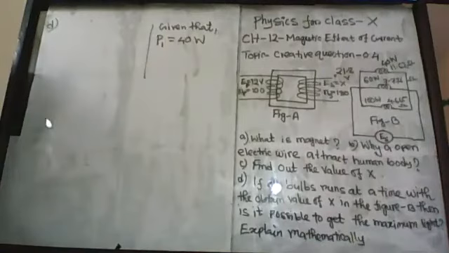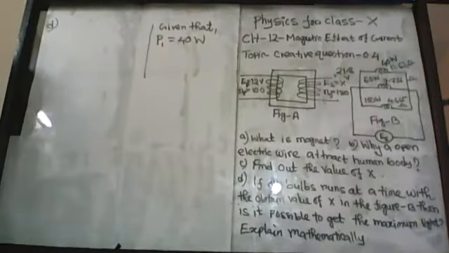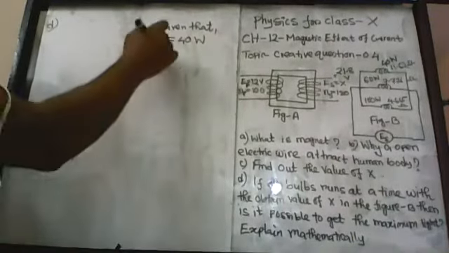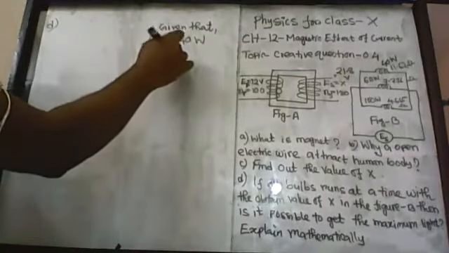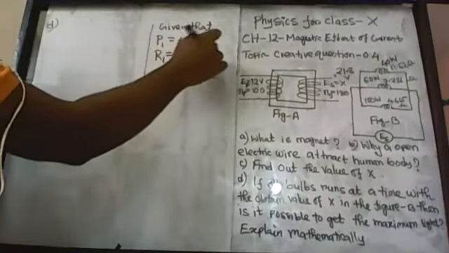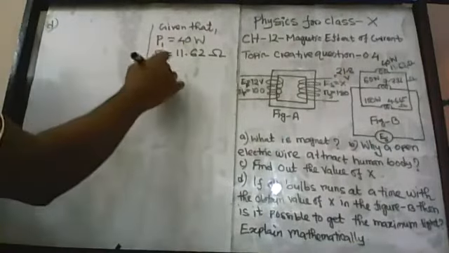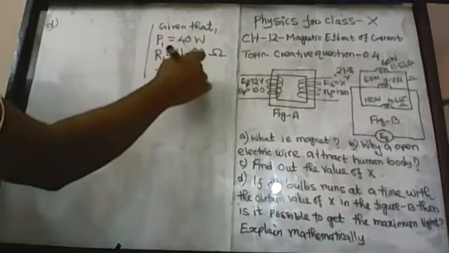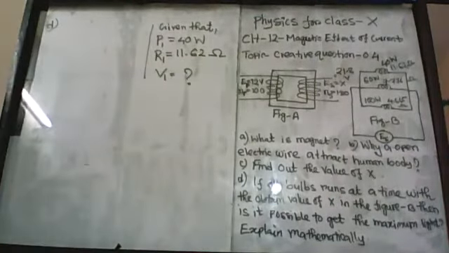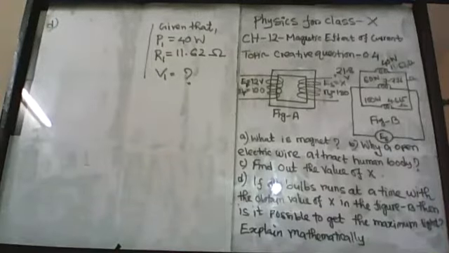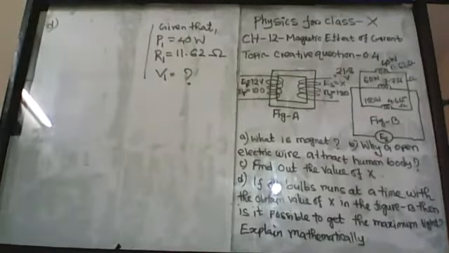40 watt. And then next part, resistance R1 equal to 11.62 ohm. In the next step, I'm going to find the voltage for the first electric bulb. But remember, this voltage drop for the first bulb will be equal for the other electric bulbs because they are connected in parallel connection.